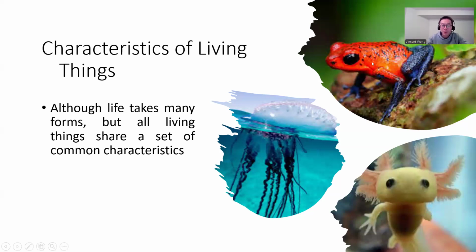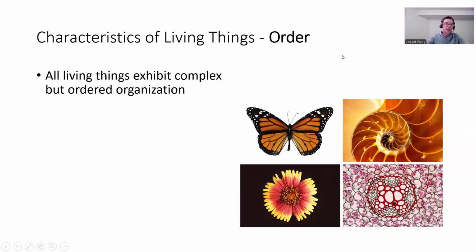Anyway, the point is they all look very different, but they all share the same set of common characteristics. So let's take a look at the first characteristic. The first characteristic of living things is that they exhibit order. Okay, all living things exhibit complex but ordered organization. You look at a living organism, most of them have some kind of symmetry to it.